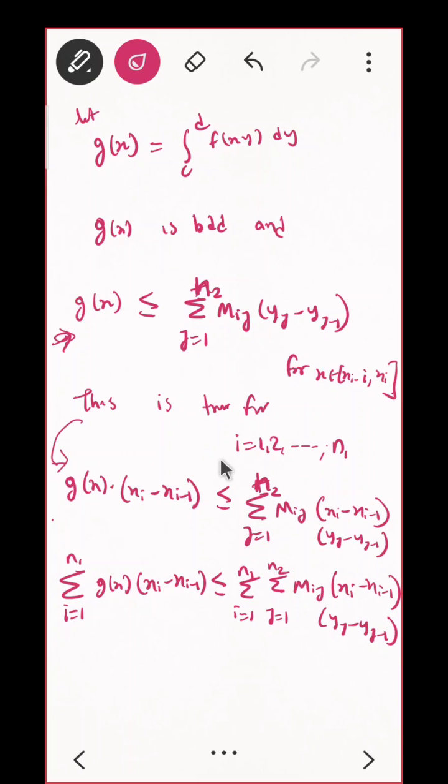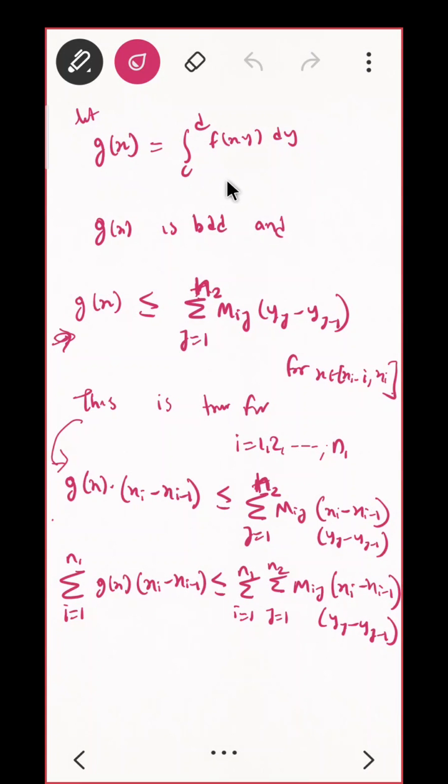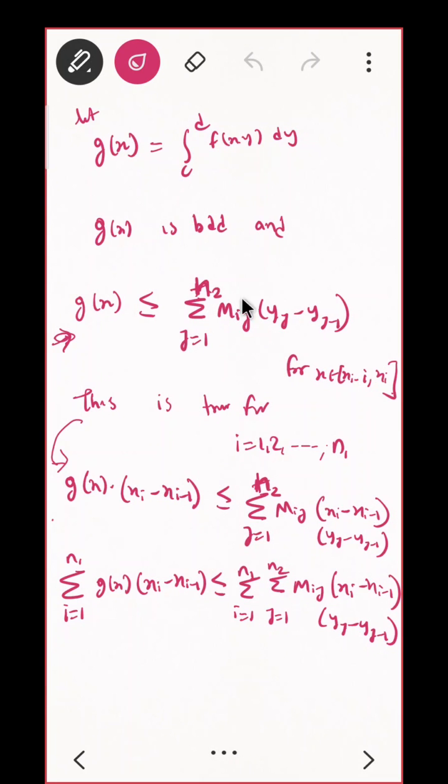Okay. If you are not understanding, let me go back and revise it once again, so that we stay on track. So till now we have not done anything; up to here was the relation. Then we saw that this integration exists, meaning my actual area will lie inside this only. Now we see that this function is bounded by this and this, correct? So I am assuming g of x equal to this. So g of x is bounded. So now I am using this term only: g of x is less than or equal to the summation of M into yj minus 1, j equal to 1 to n2, for x belonging to xi minus 1 to xi.